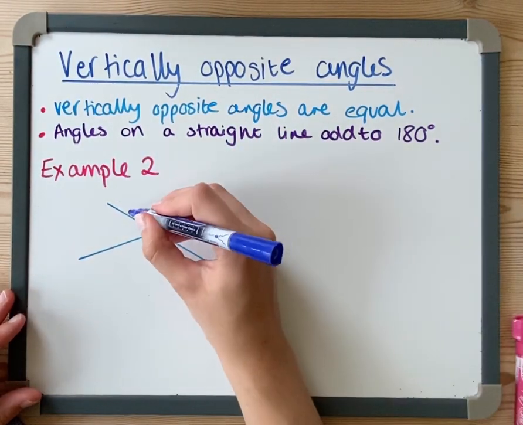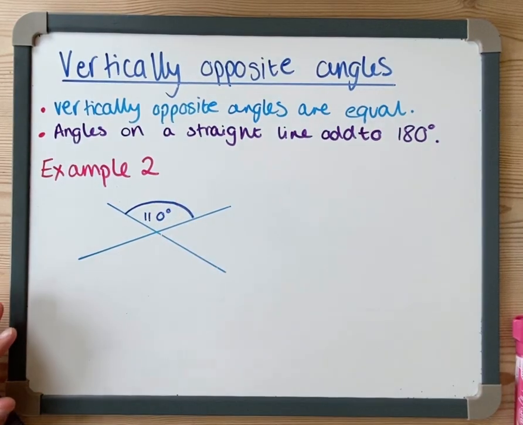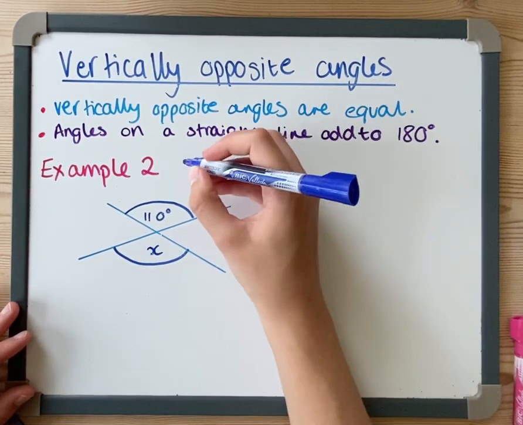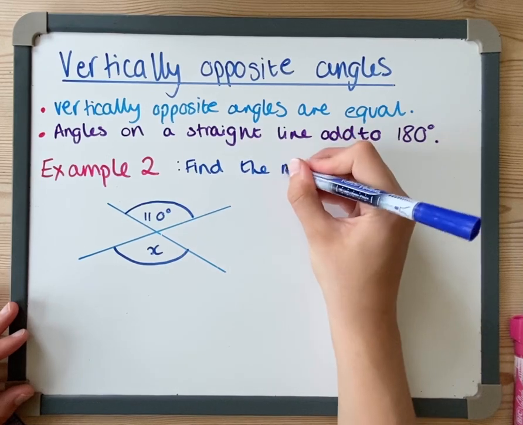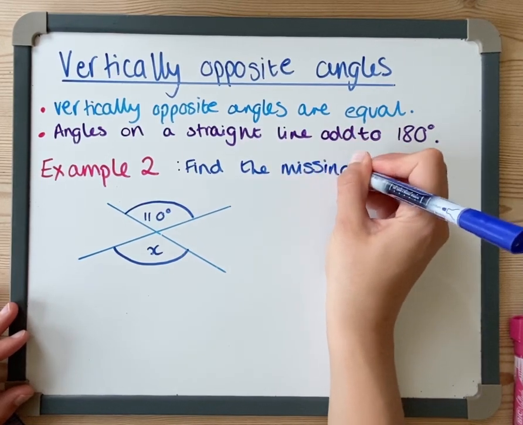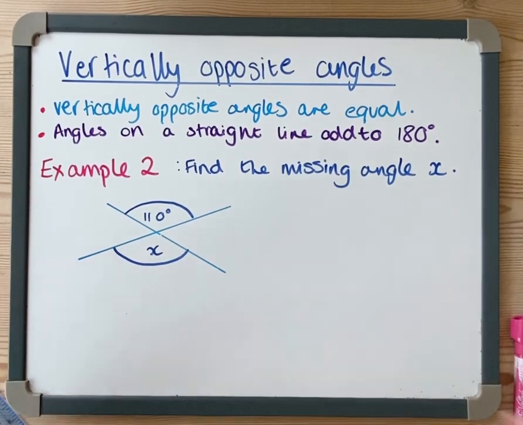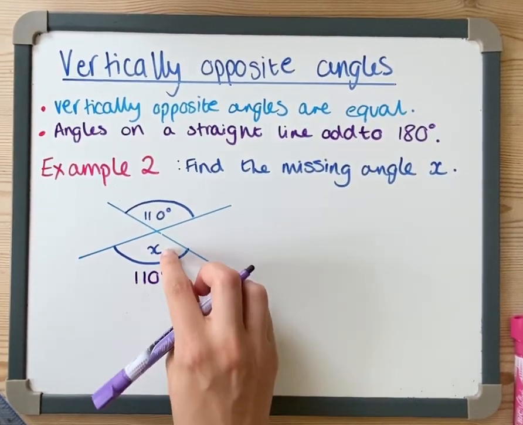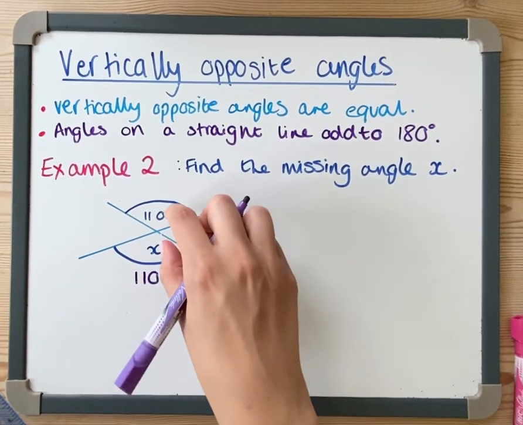And I am told that this angle here is 110 degrees. And this angle's X. And I've got to find the missing angle X. So I need to find out what that one is. Now, straight away, I know what that is. It is 110 degrees. And that is because these two are vertically opposite. So it's very clear that they are equal.